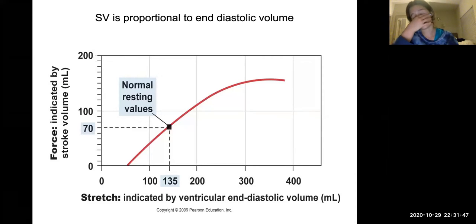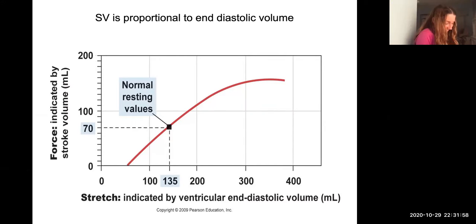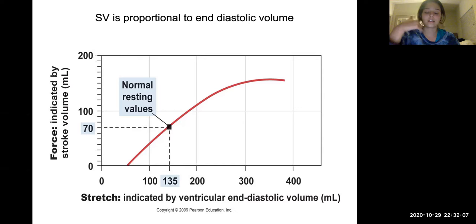Afterload is the pressure against which the heart has to work to eject the blood. Pressure against. Yeah, that's confusing. The afterload is the pressure against which the heart has to work to eject the blood.